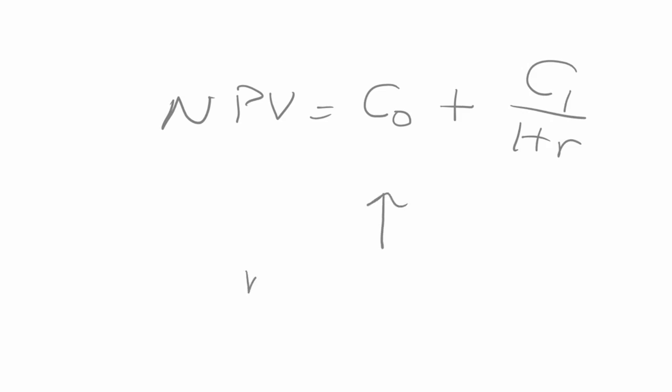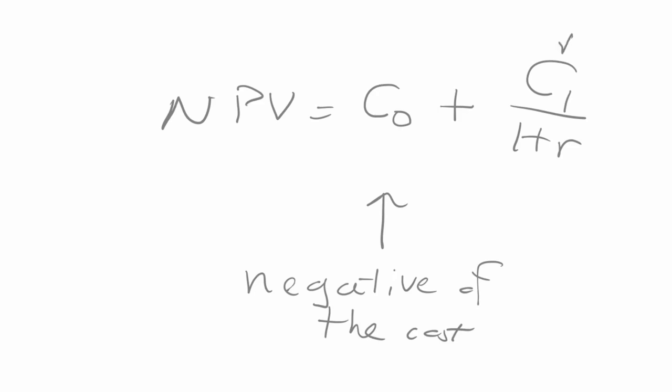Net present value is equal to C0 plus C1 over 1 plus R. This C0, that's the negative of the cost of the investment. This C1, that's the payoff in 1 year. So most of the time, C0 is going to be a negative number, and C1 is going to be a positive number.